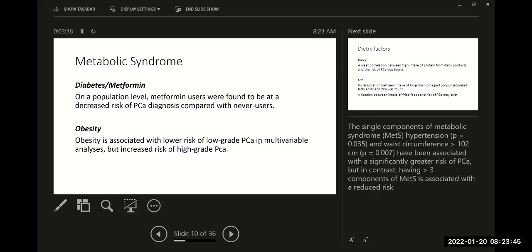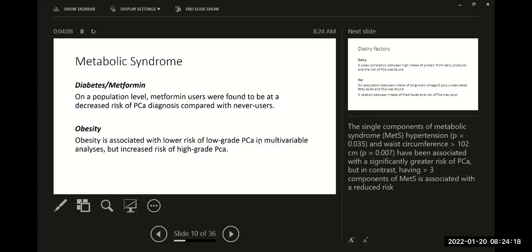Metabolic syndrome. Metabolic syndrome is a group of conditions which includes diabetes, hypertension, coronary artery disease, dyslipidemias, and waist circumference of more than 102 cm. Single components of metabolic syndrome, such as hypertension and waist circumference, have been associated with a significantly greater risk of prostate cancer. But in contrast, having more than 3 components of metabolic syndrome is associated with a reduced risk.